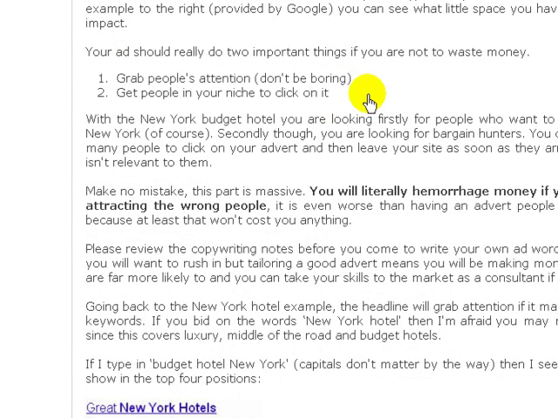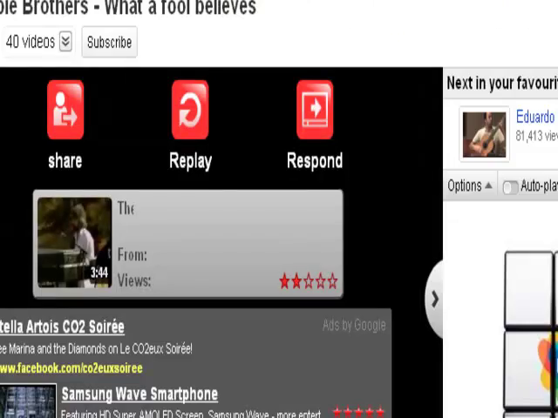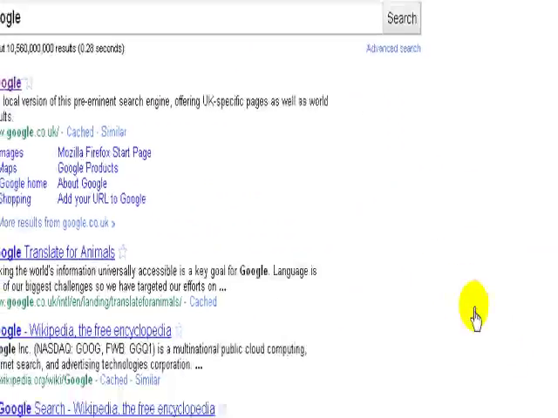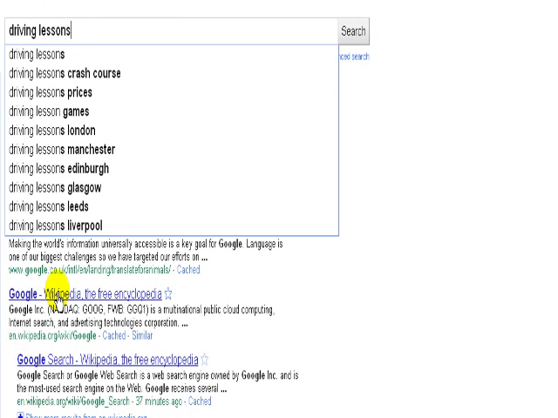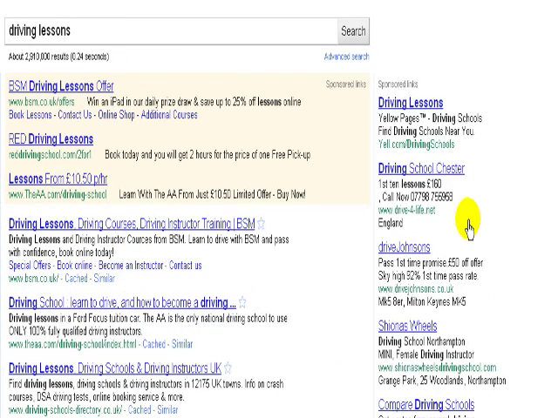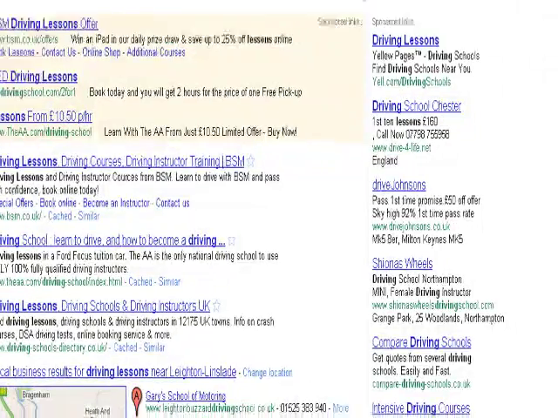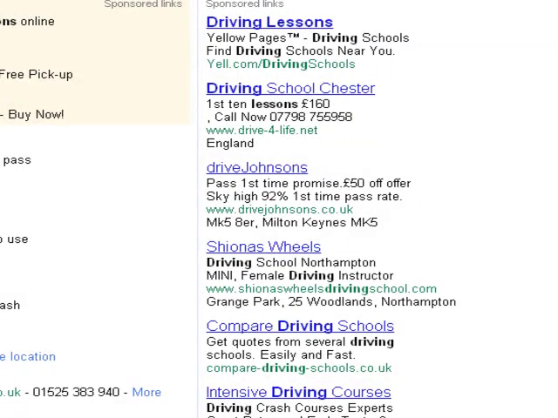Your advert has got to do two things. Okay, it's got to grab people's attention. So the first thing is, in a sea of boring, if we go to the home page, it can't be boring because whoever is looking at your advert is going to see loads of others. So let's say driving lessons. We're really looking at, you need to know your niche and what they're looking for. And what is it that's going to attract their attention?